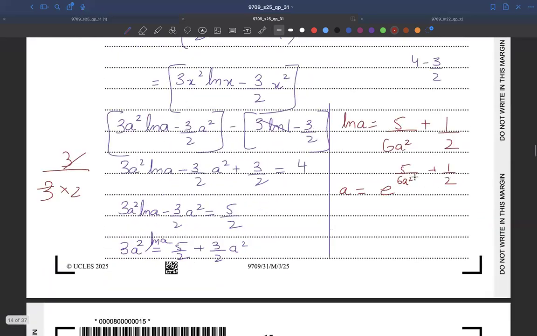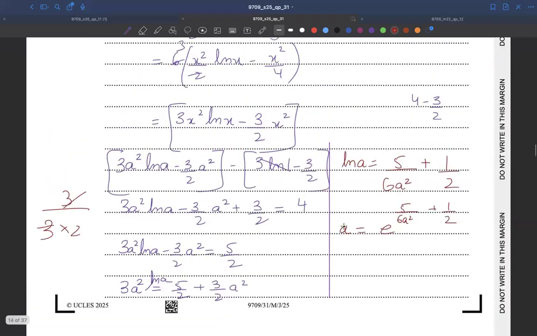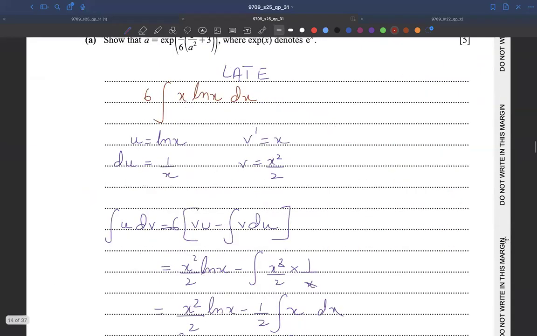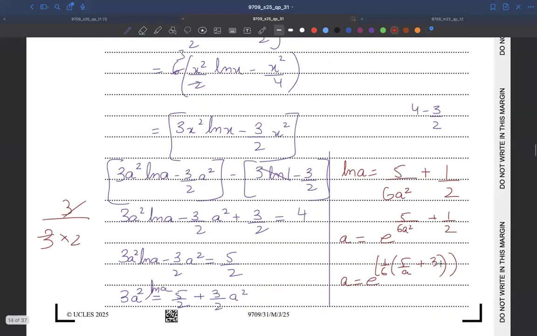And if we take 1 upon 6 common out over here, we can write this as e to the power of 1 upon 6 into 5 upon a squared plus 3. As 3 into 1 upon 6 will become 1 upon 2. And yes, there was a squared over here.